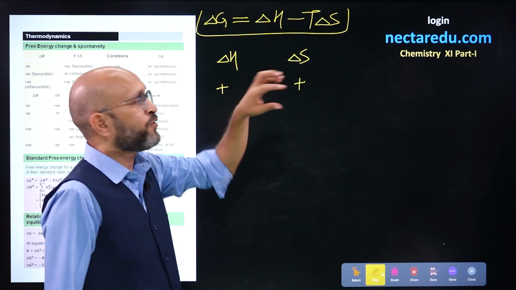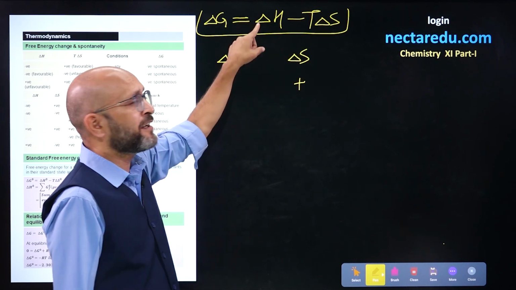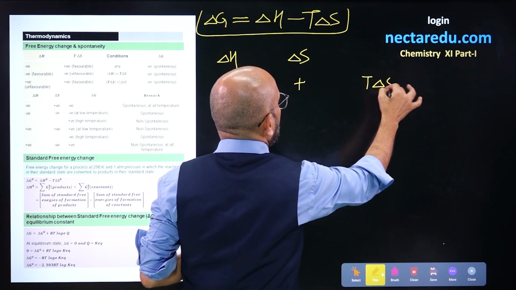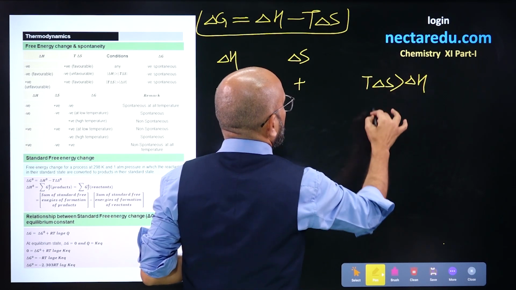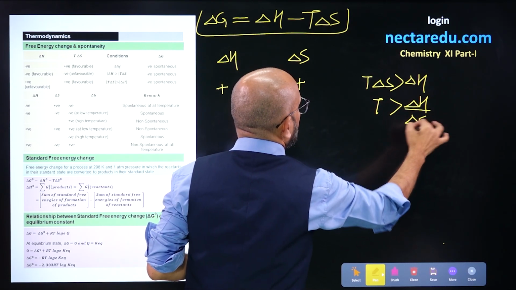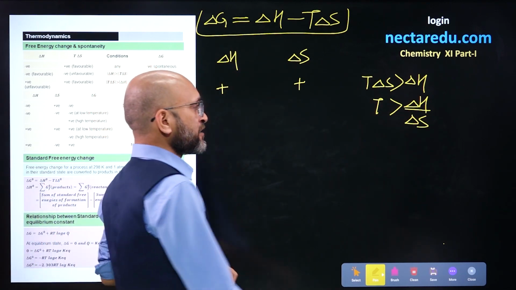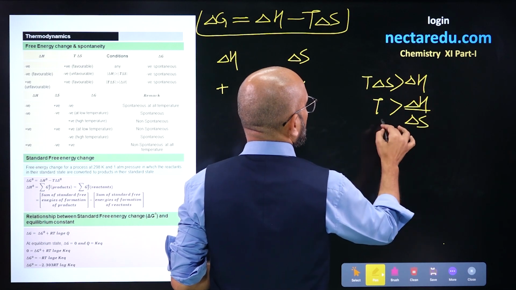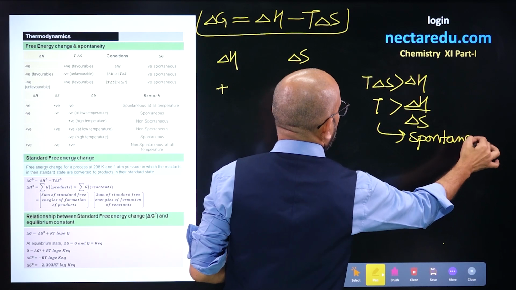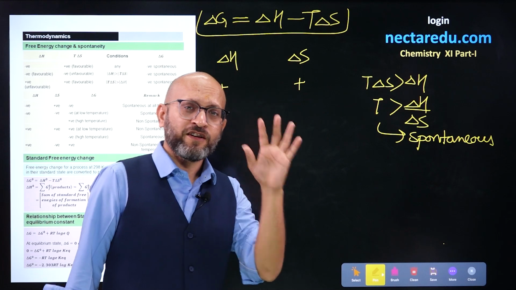So to get overall value negative, what must be there? This minus term must be bigger than the positive term. So T delta S should be greater than delta H. That means temperature should be greater than delta H by delta S. At this temperature, greater than delta H by delta S, the process will be spontaneous. Alright. And below the temperature, the process will be non-spontaneous.